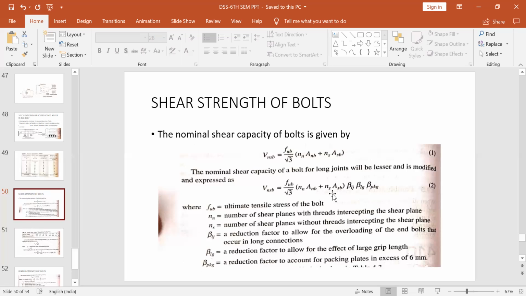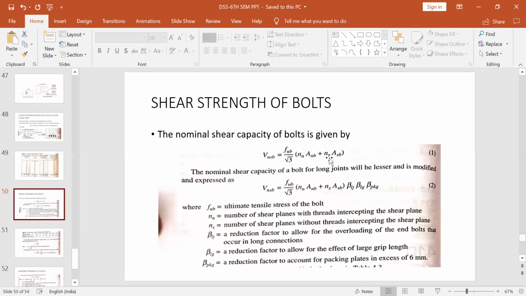But let me tell you one thing. In the normal problems that we do, first of all, this is the generalized formula. We are not using longer joints. This is the generalized formula, and it is very rarely used. What we are going to use is, we'll keep all these as 1, 1, and 1. That is, there will be no reduction in whatever problems we are going to do. All these reduction factors will be 1.0, 1.0, and 1.0.